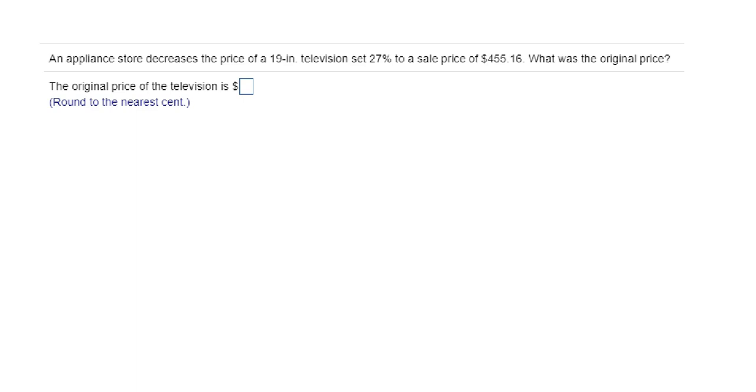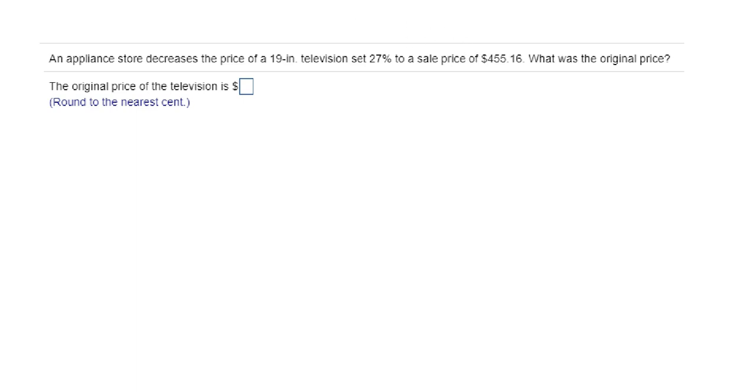An appliance store decreases the price of a 19-inch television set 27% to a sale price of $455.16. What was the original price? Right? So we're talking about a very common situation that we've all encountered. An item is on sale, and they're advertising the sale as a certain percent off of the original price. And we see what the sale price is, right?